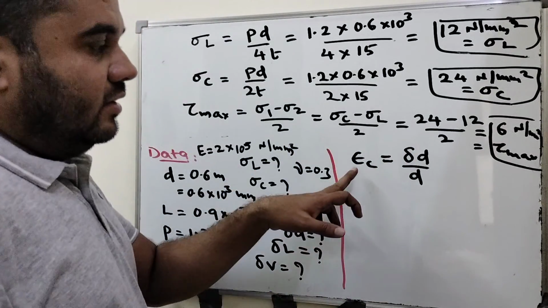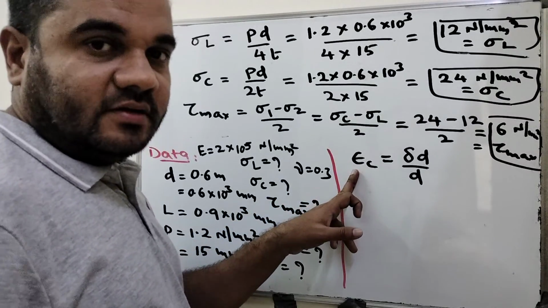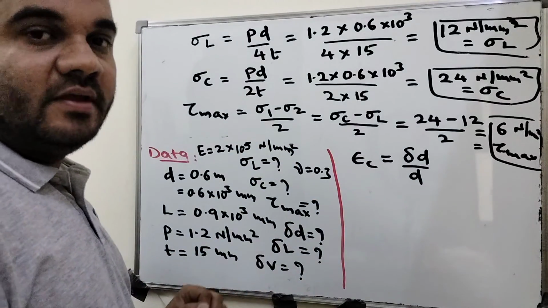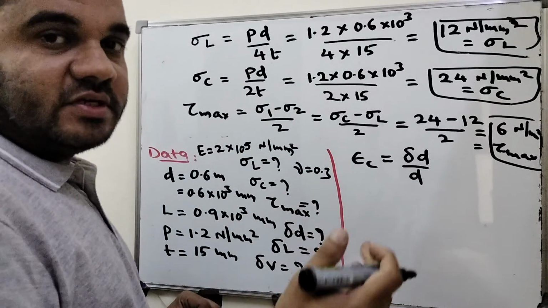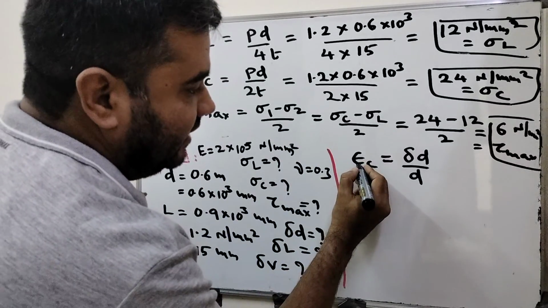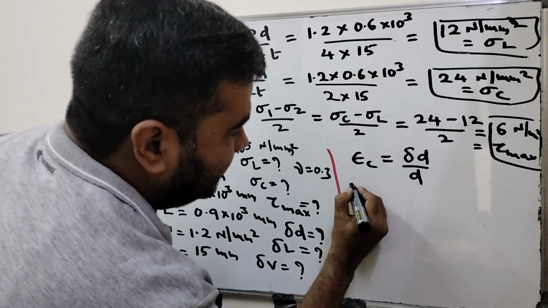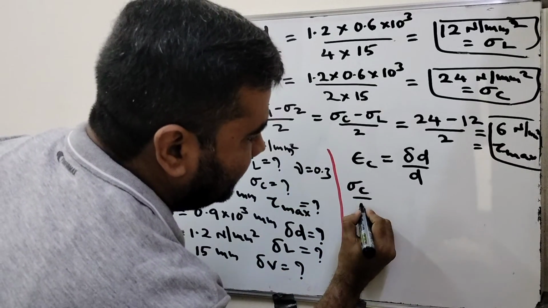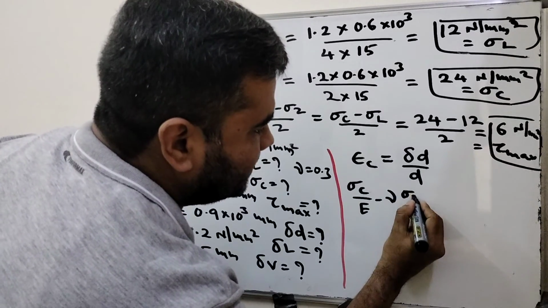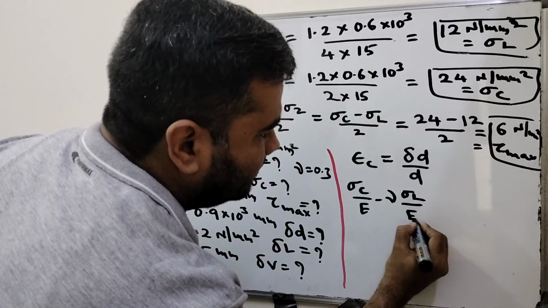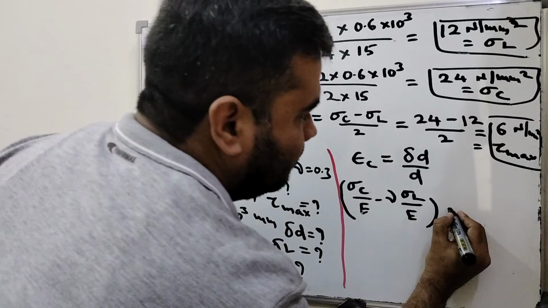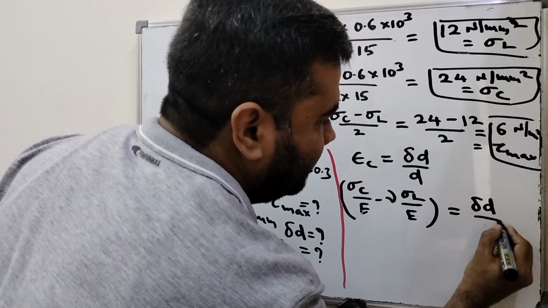Again, as per Hooke's law, the previous derivation we derived by applying Hooke's law. Apply the same Hooke's law here in terms of circumferential stress and longitudinal stress. How do we apply it here? Strain equals stress by E, right? That is, circumferential stress divided by E minus nu into the longitudinal stress divided by E. This is the circumferential strain. Circumferential strain equals change in diameter divided by original diameter.